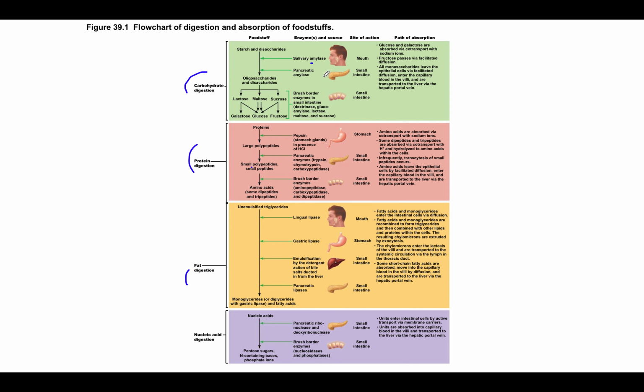And then we have the pancreatic amylase that breaks down the carbohydrates again into disaccharides: lactose, maltose, sucrose. And in the brush border of the intestines, these are broken down into monosaccharides. Lactose becomes galactose and glucose, maltose becomes two molecules of glucose, and sucrose becomes glucose and fructose, as we saw in the example.